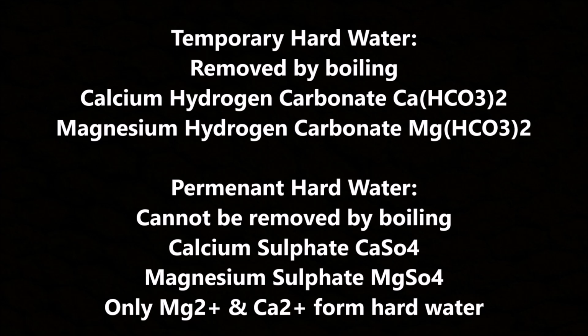Temporary hard water can be removed by boiling, and examples are calcium hydrogen carbonate and magnesium hydrogen carbonate, and the formulas, for example, calcium hydrogen carbonate is Ca(HCO3)2. Permanent hard water cannot be removed by boiling, and examples are calcium sulfate CaSO4, magnesium sulfate MgSO4, and only Mg2+ and Ca2+ ions can form hard water.